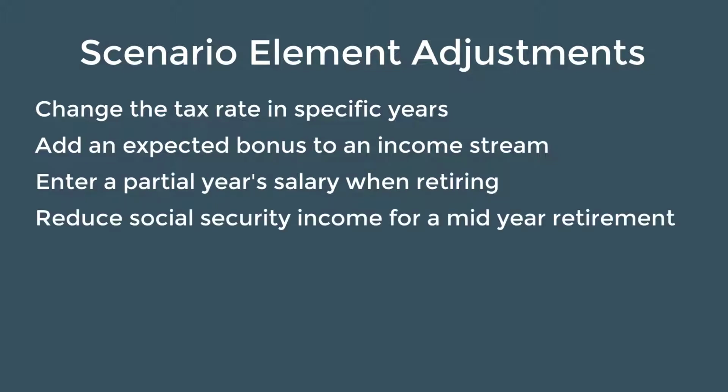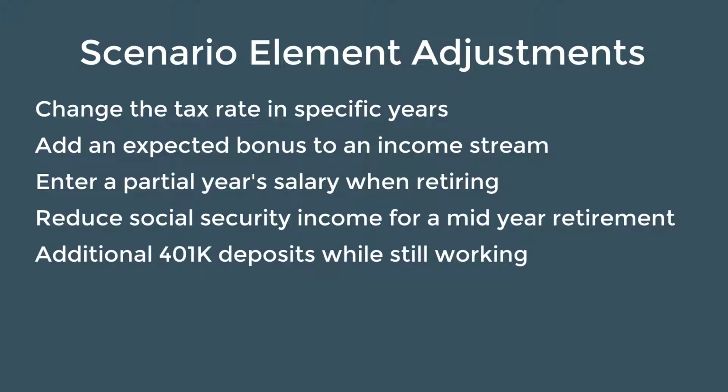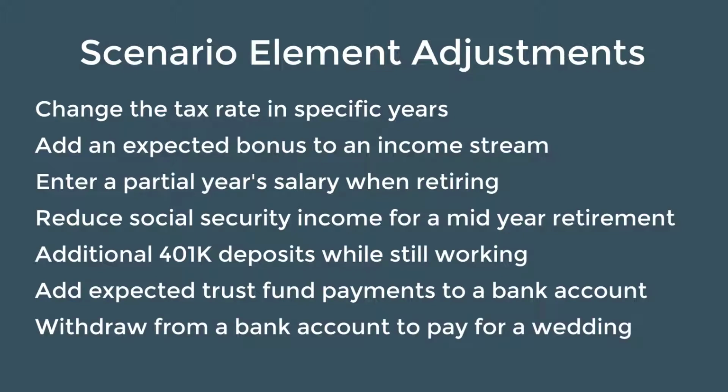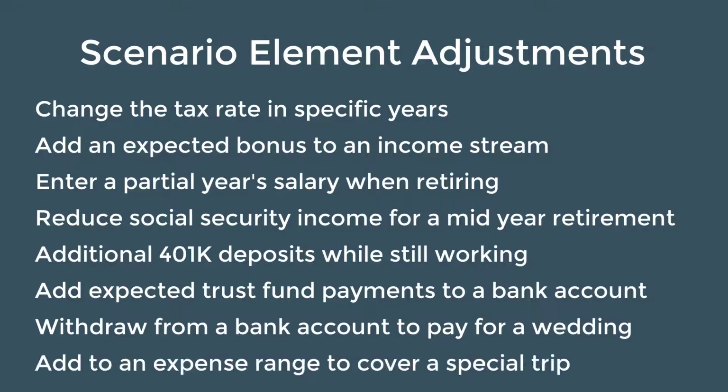You could reduce the client's Social Security in their first year of retirement, anticipating a mid-year retirement. You can enter additions to the client's 401k in the remaining years before retirement. You could enter expected payments from a trust fund into one of the bank accounts. You could withdraw money from a bank account to pay for an upcoming wedding. Or you might enter an extra amount in an expense range for a planned trip on a special anniversary. When you enter adjustments, they automatically get factored into the plan at the appropriate point in the calculations.